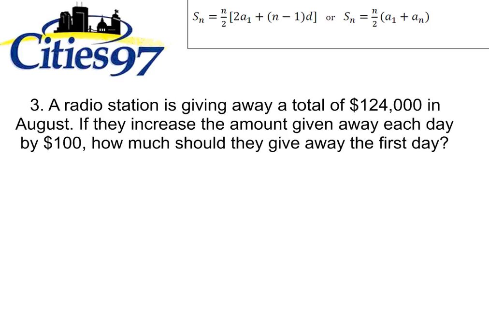A radio station is giving away a total of $124,000 in August. If they increase the amount given away each day by $100, how much should they give away on the first day? So again, since I don't know the last one, I'm going to do this. So I know the sum is 124,000. I do not know the first day, but I do know that there are 31 days in August.